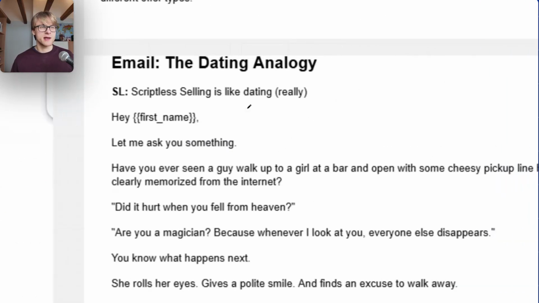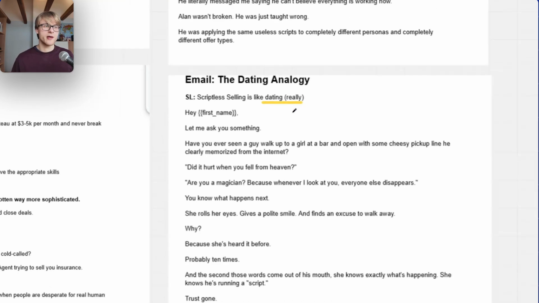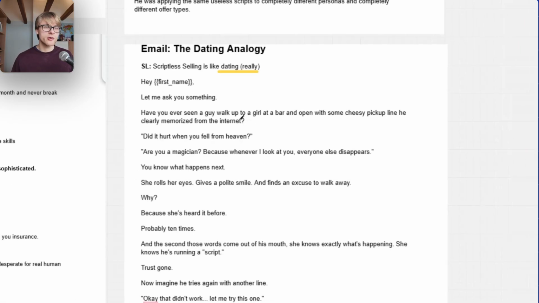Scripted selling is like dating, really. Just imagine how many people will click on this email. This is basically an email that we've written for one of our clients who's in the sales coaching space. Let me ask you something. Have you ever seen a guy walk up to a girl at a bar and open with a cheesy pickup line you clearly memorized from the internet? Did it hurt when you fell from heaven? Are you a magician? Because whenever I look at you, everyone else disappears.